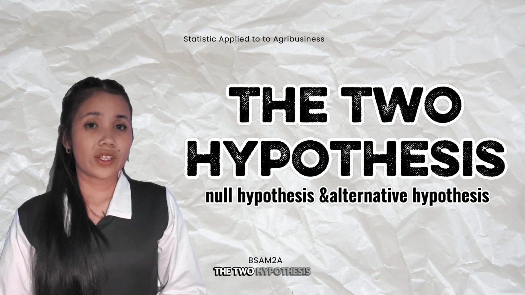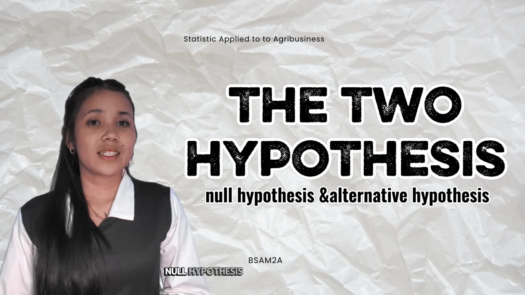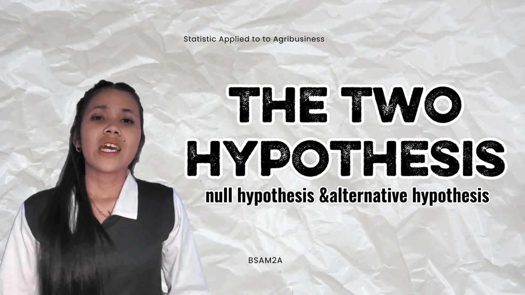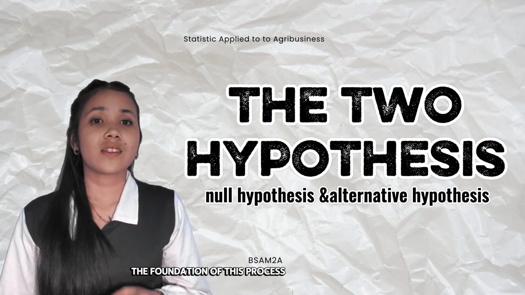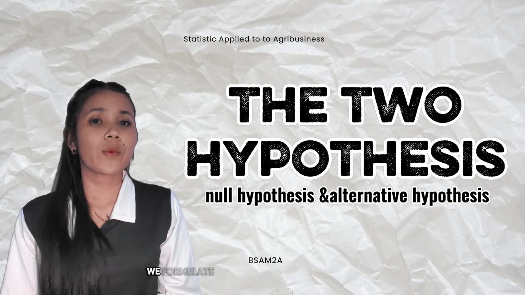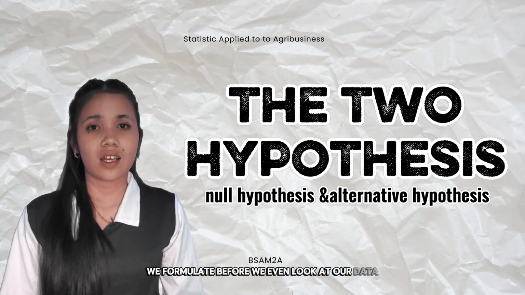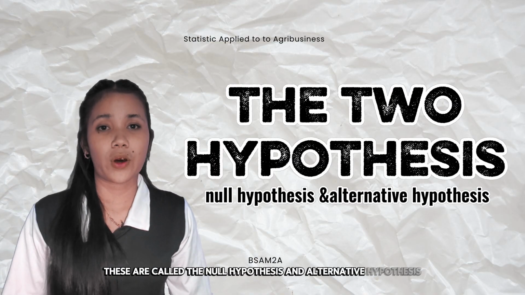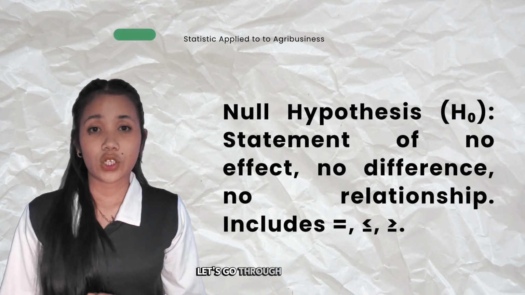The two hypotheses: null hypothesis, alternative hypothesis, and their definitions. The foundation of this process is the two hypotheses we formulate before we even look at our data. These are called the null hypothesis and the alternative hypothesis. Let's go through each one.